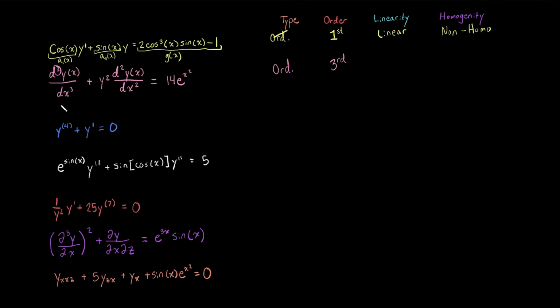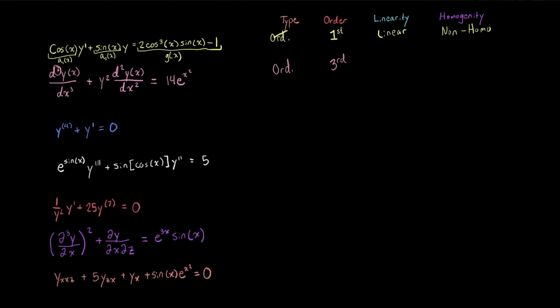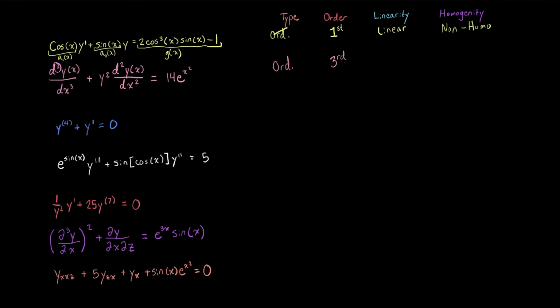Now, is this linear or non-linear? We go back to our definition just one more time. We have to have a sub n of x in front of every one of our derivatives. They have to be of only the term x. And then at the end, we have a g of x, which does not include a dependent variable. So this would be our a sub 3 of x, but there's nothing here, so we don't have to worry about it.